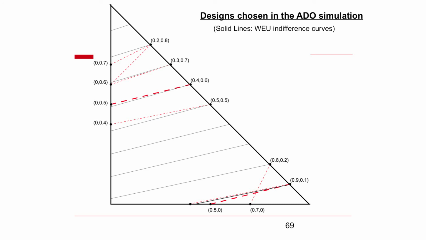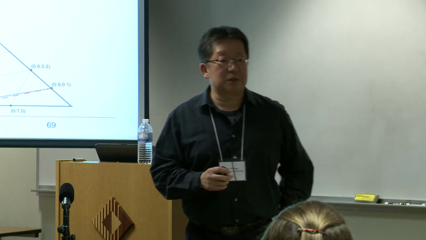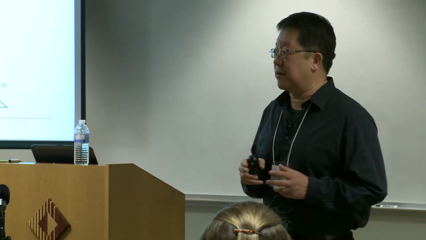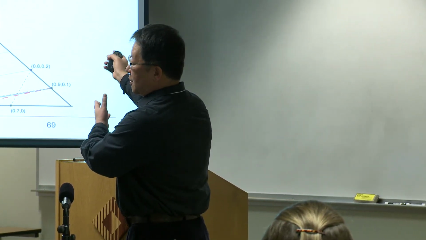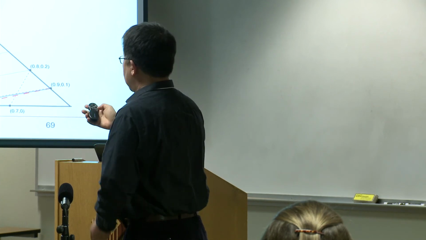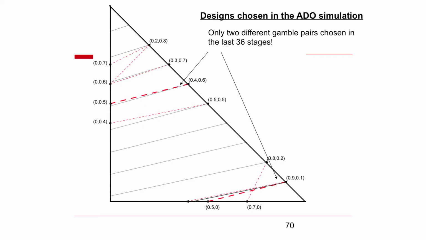And there's another gamble pair. You can see that there are about 81 points here, but not every one of those pairs was chosen, because these are what ADO sees as the most discriminating patterns, okay? And it turns out that for the last 36 stages out of 50, ADO just pounds on these two pairs. Because after ADO has a clear idea of which model, but still some uncertainty about the parameter values, then you're just looking for a sweet spot. It turns out ADO pounds on these two pairs, so these are the most discriminating patterns.